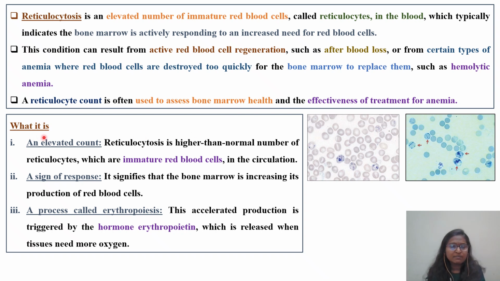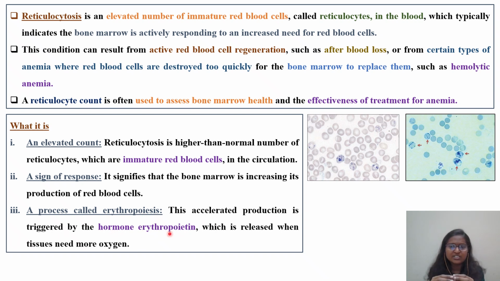Again we have to understand: elevated count, reticulocytosis, is a higher than normal number of reticulocytes, which are immature red blood cells in the circulation. What is the sign of response? It signifies that the bone marrow is increasing its production of red blood cells, and the process is called erythropoiesis. I told you, please read about the different stages of RBC formation. This accelerated production is triggered by the hormone erythropoietin.